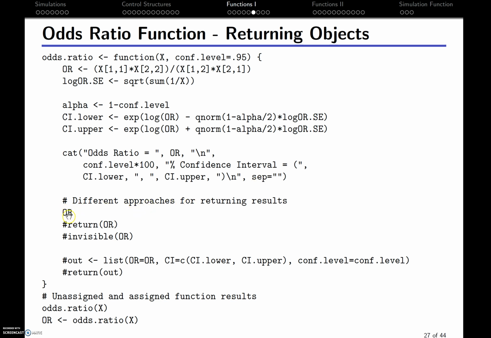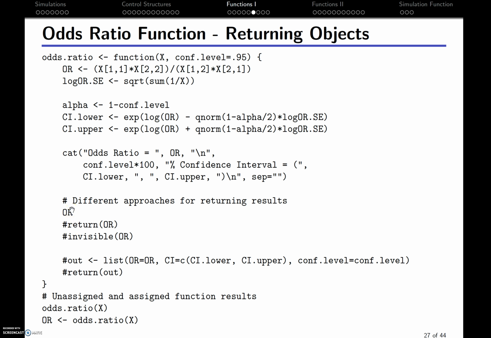For example, we could just type OR at the very end, and then when you call the odds ratio function and store it in an object, the thing that gets printed automatically is just that sample estimate for OR. We could also use return(OR), which would really be equivalent to just printing OR here. invisible(OR) would make that also the returned object, except it would not by default print it out.